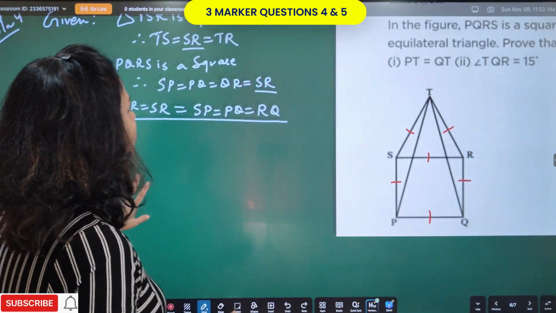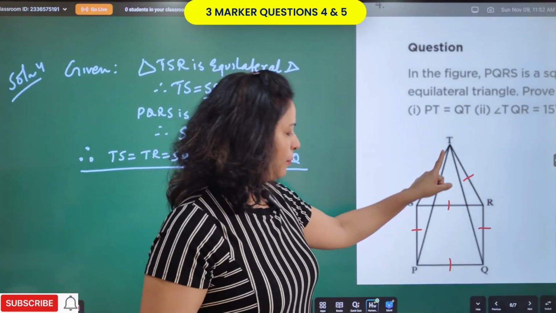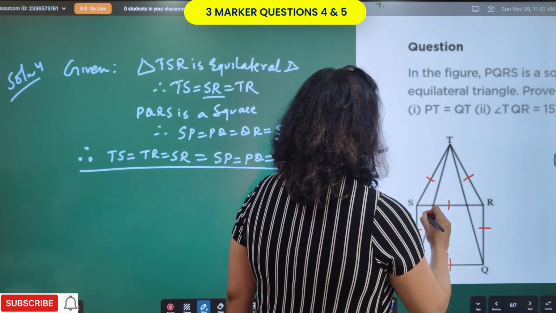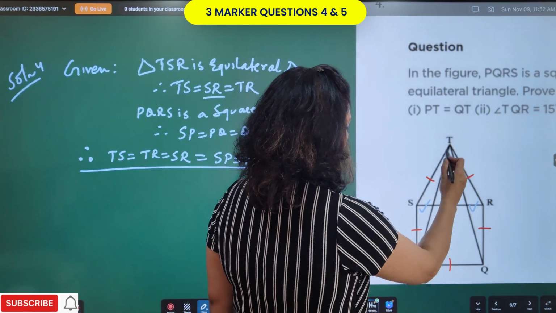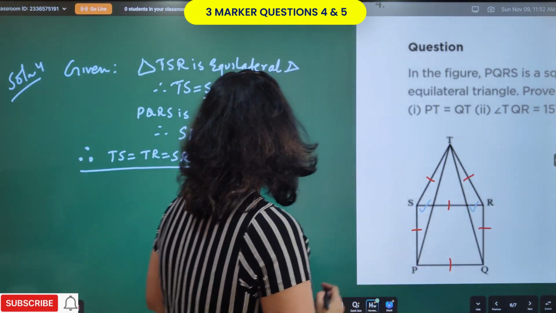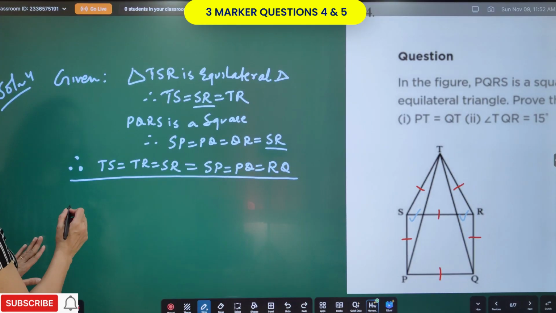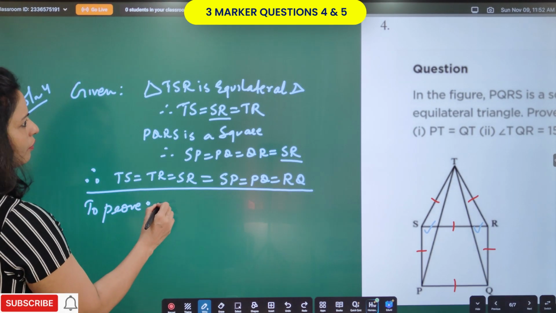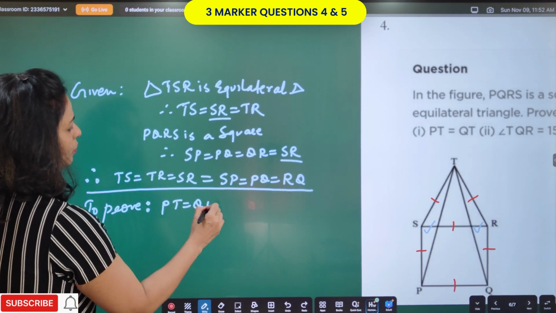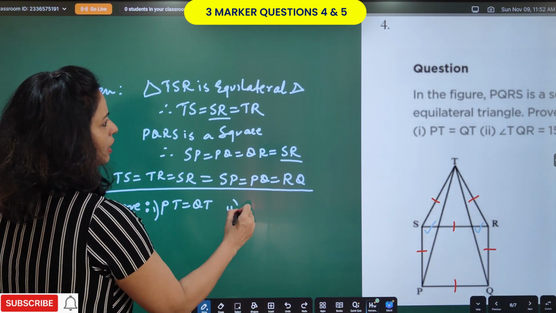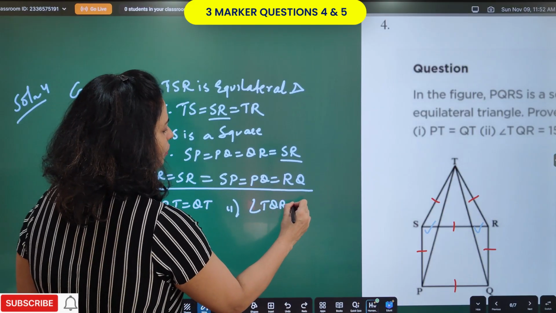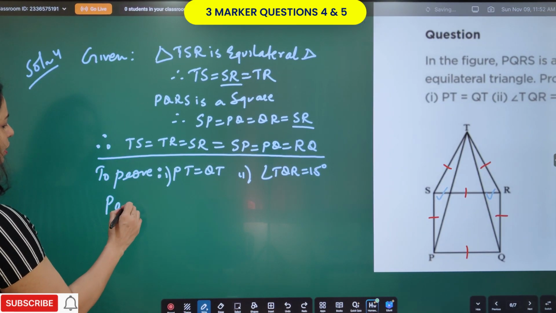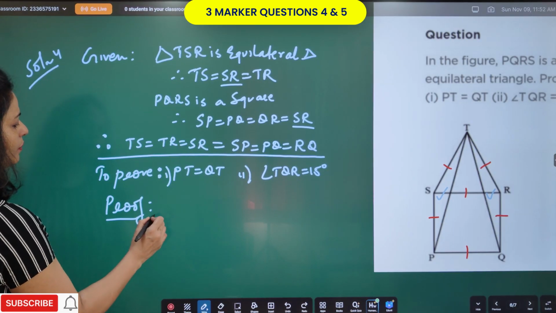So now we have to go for congruency. Now to prove PT is equal to TQ, we have to go for congruency between this triangle and this triangle, that is TSP and TRQ. Congruency we have to go. So here what we need to prove, first we'll write quickly. We need to prove PT is equal to QT, and we have to show TQR to be 15 degrees.